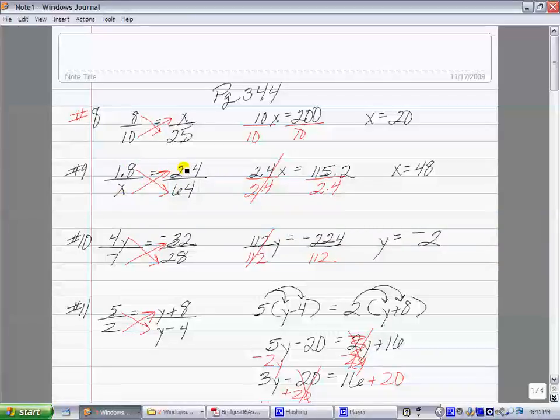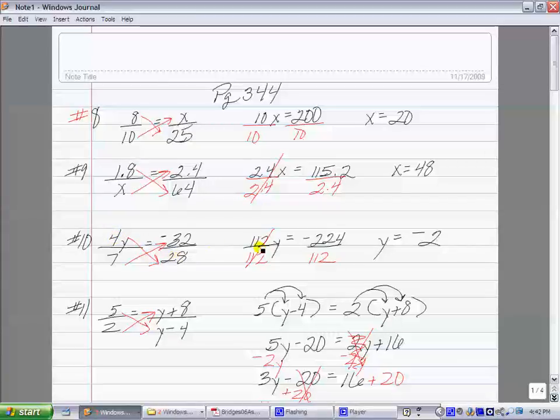You can see number 10, the same thing, only now we've got one more piece to this one. There is now a number by my variable, so it makes it a little more complicated when I go to cross multiply. The other piece that I need to realize about this problem is that I have a negative over here. So if I cross multiply, I will get 112y equals negative 224, because 4 times 28 obviously is 112. I keep the variable there, and then I simply will divide again like I did on the previous problems. And whenever I do a negative divided by a positive number, I'm going to get a negative answer. So here's my answer right here.